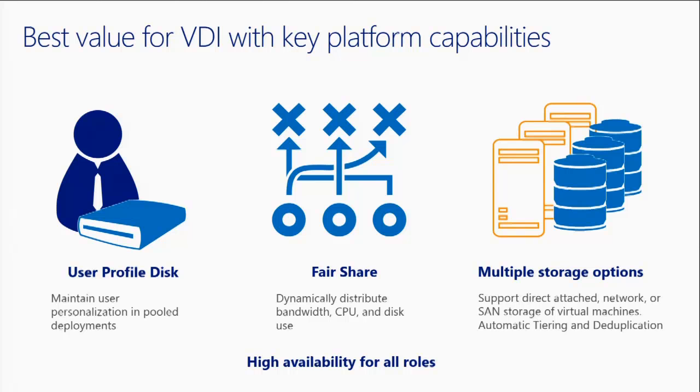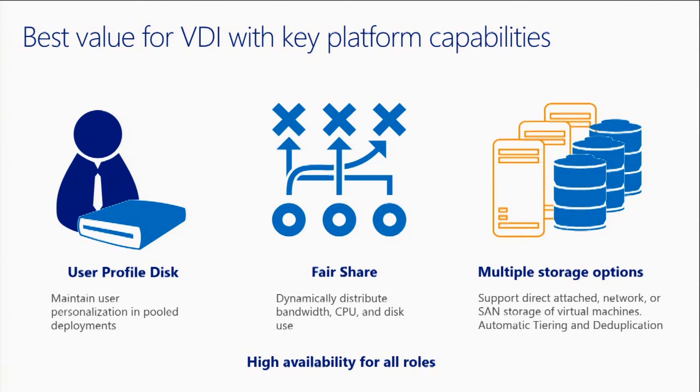One is what we call user profile disk. Remember when we talked about pooled desktops and the idea that when I log out of that pooled desktop session, we revert that back, we discard any changes that were made, which means, if a user had set their background wallpaper, if they'd added favorites in Internet Explorer, we would have discarded all that and thrown it out, right?